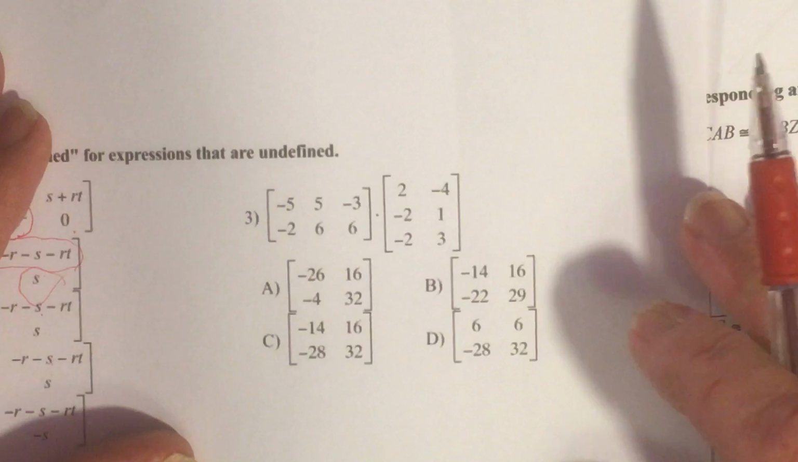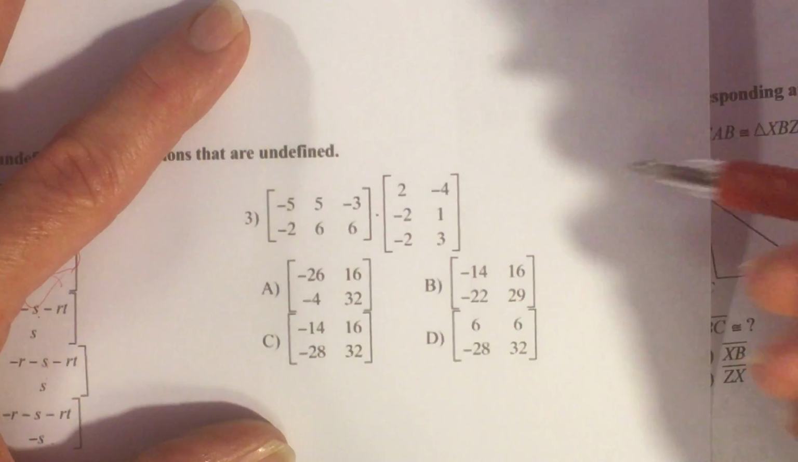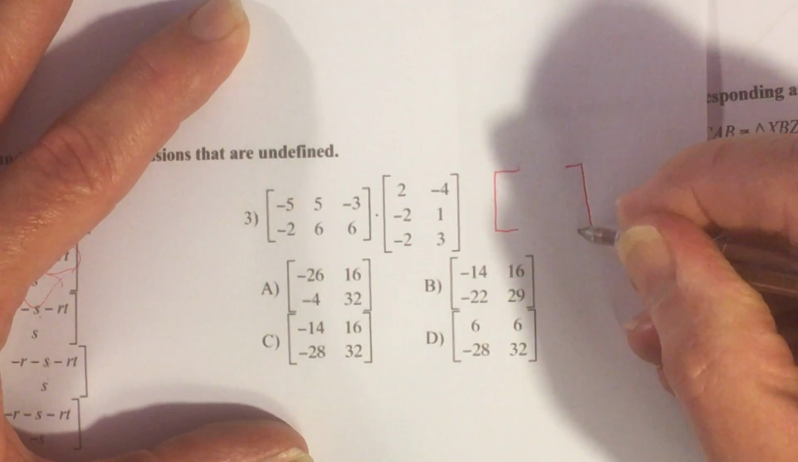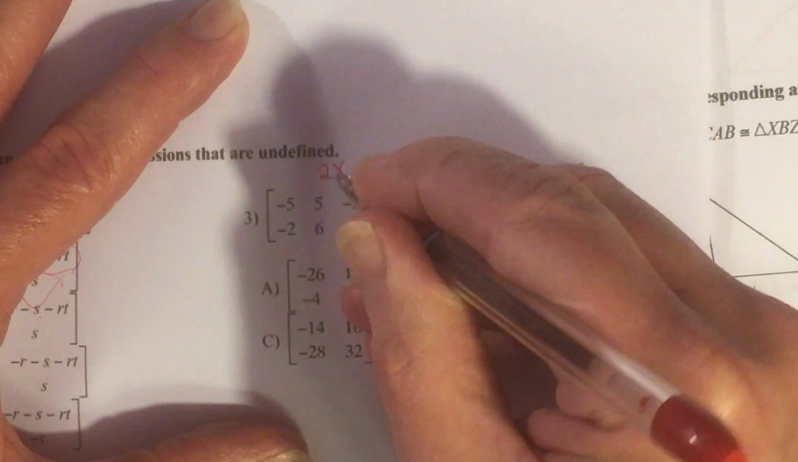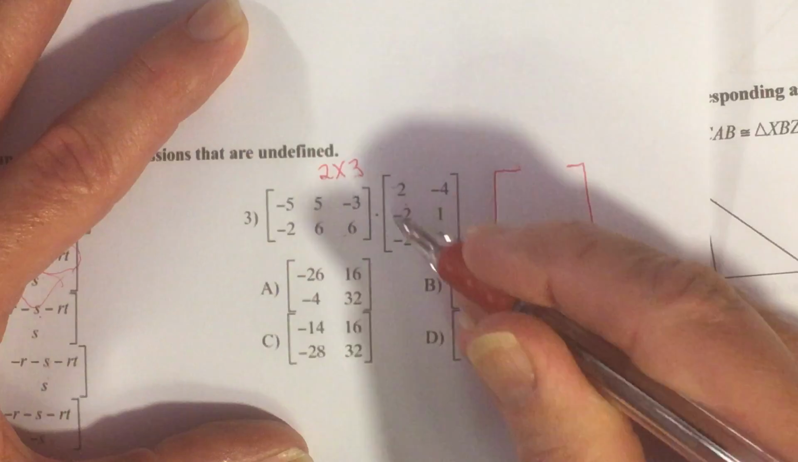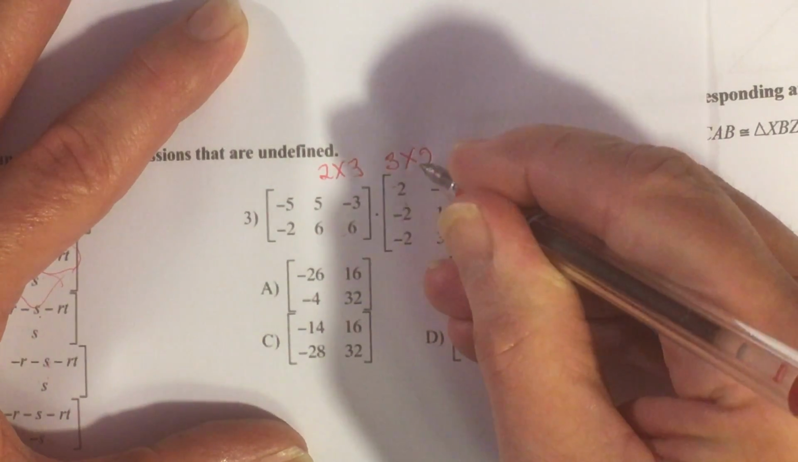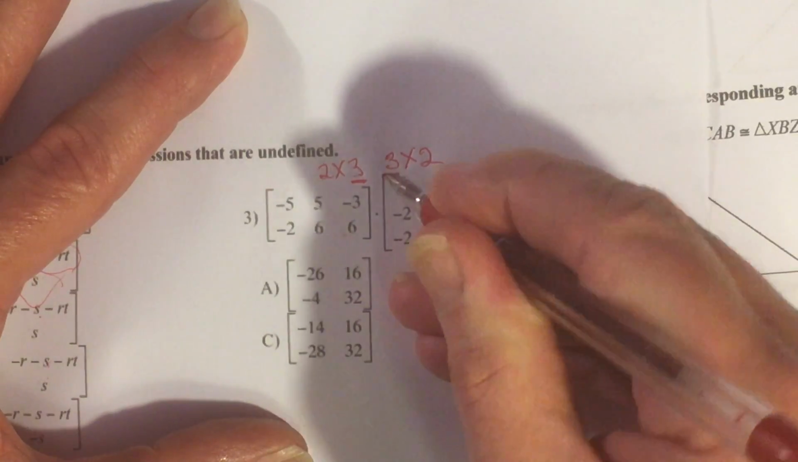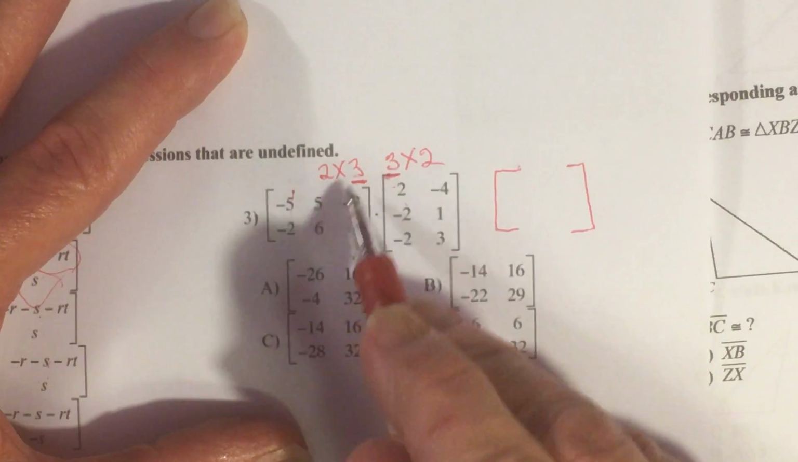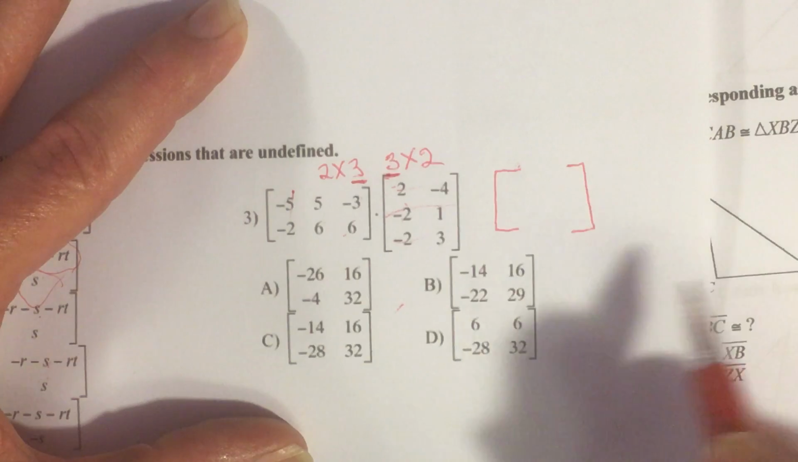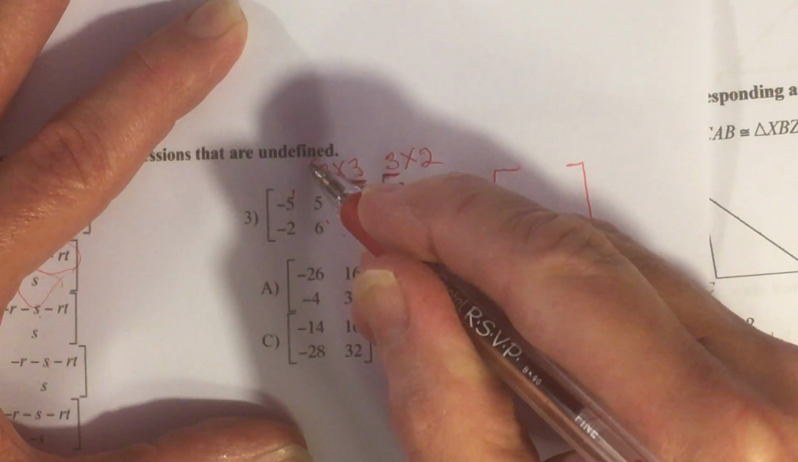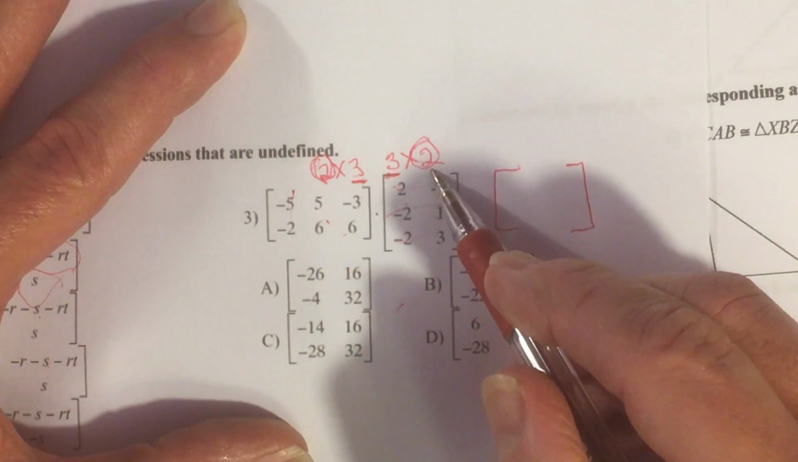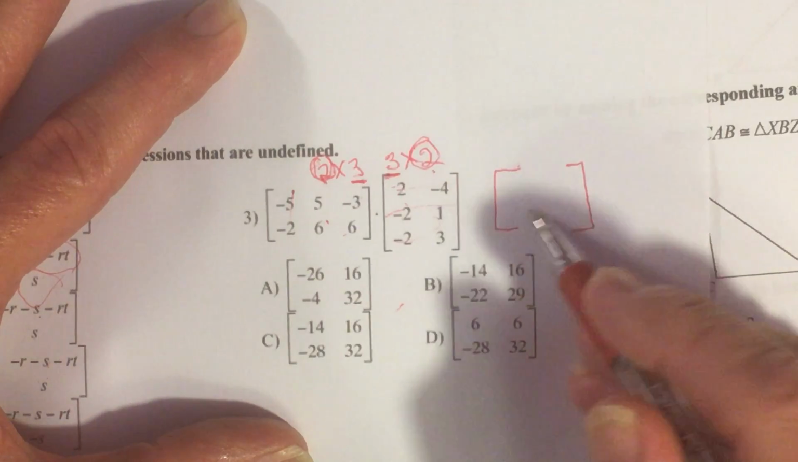For 3, you're being asked to multiply these two matrices. In order to do that, first of all, this is a 2 by 3 matrix. Okay. This is a 3 by 2 matrix. In order for you to be able to multiply two matrices together, these two numbers have to be the same. You have to have the same number of columns here as you have rows here. And when you multiply them together, you will get a matrix that is this number by this number. In other words, it will have these many rows and these many columns. So this is going to be a 2 by 2 matrix.